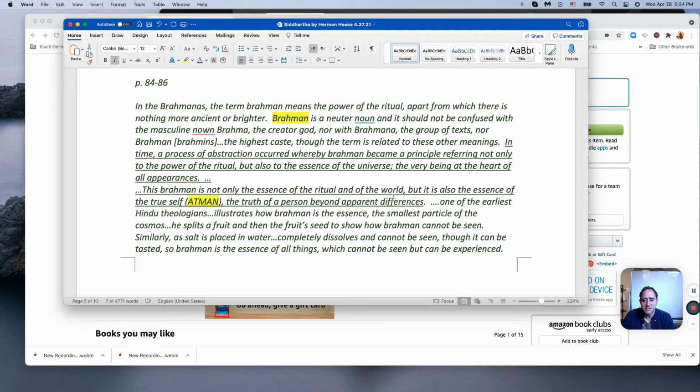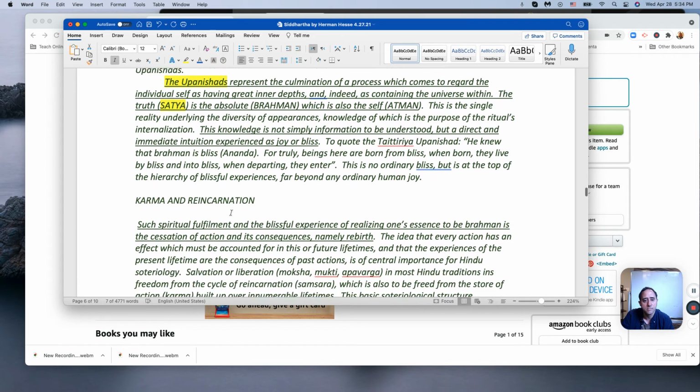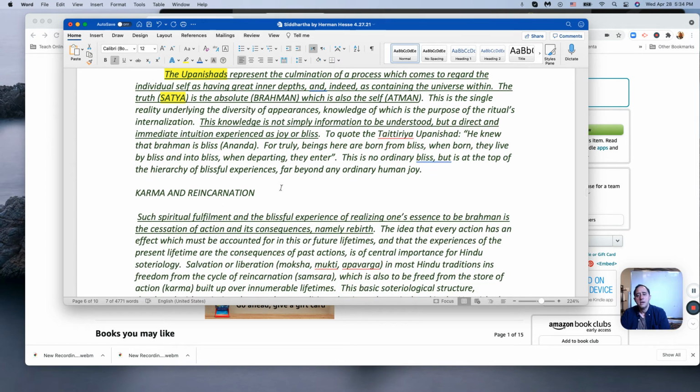Brahman is not only the essence of ritual, but also the essence of the true self, the Atman, the truth beyond all apparent differences. So we see another person and us, we're really not separate. That's the essence of the Upanishads. And the Upanishads call for a change of life. They call for you to change your life, to see the world differently. They call for action. And we see that in what's going on with Siddhartha. He's being called to action.